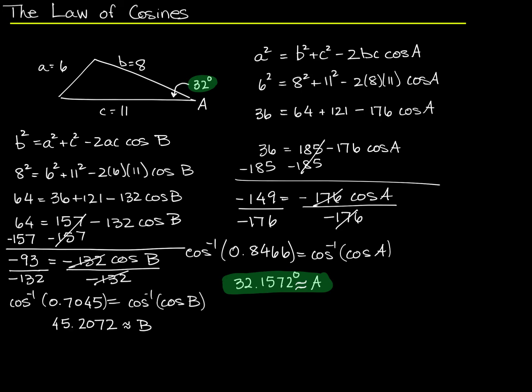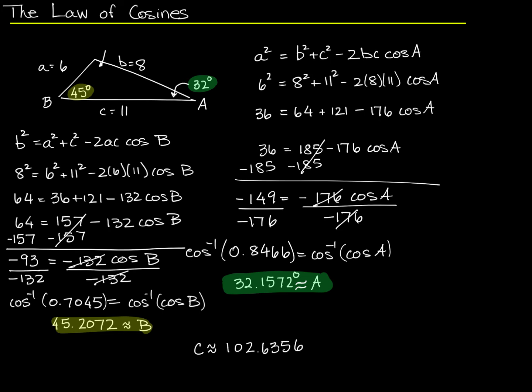So if the cosine of b is about 0.7, then b is about 45.2 degrees. And there you have it. Now let's put that in place as a record-keeping device. B, angle B, is about 45 degrees. And now I can find angle C just by subtracting these two from 180. I get 102.6356.